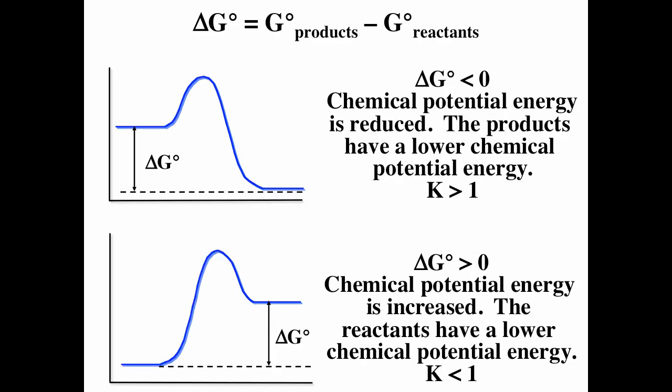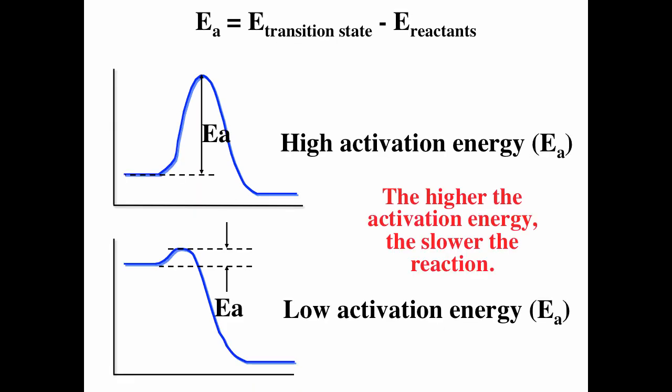If we take this plot a little bit further and look at two examples, on the top we have delta G less than 0. On the bottom we have delta G greater than 0. On the top one, the chemical potential energy of the products is less than the reactants, and so the equilibrium constant should be greater than 1. On the bottom one, the chemical potential energy of the products is greater than the reactants, and so the reactants are more stable, and the equilibrium constant is going to be less than 1.